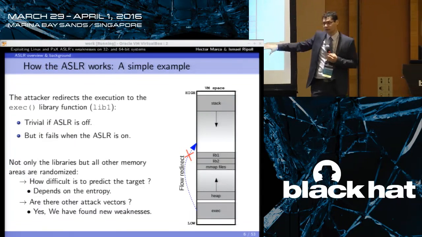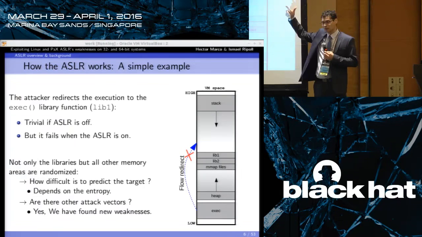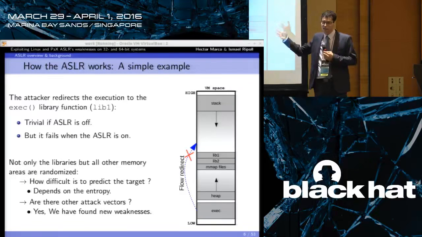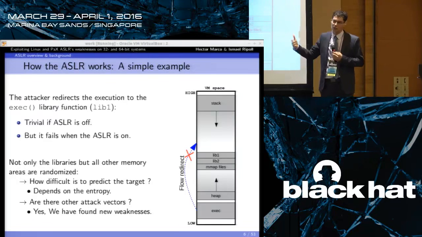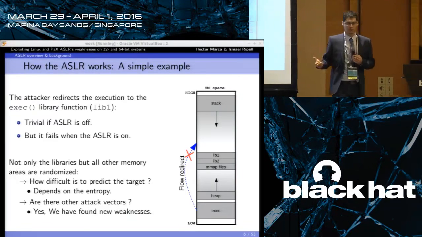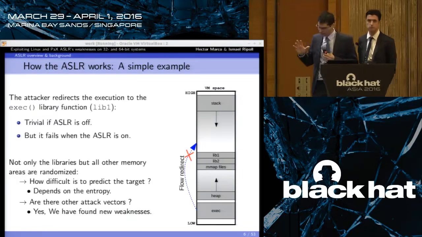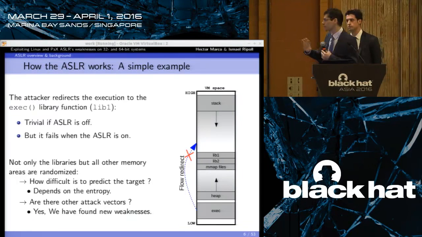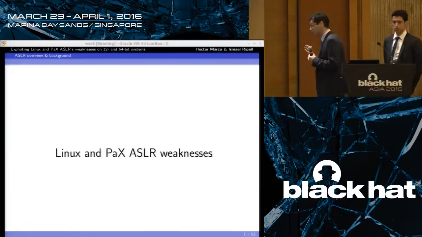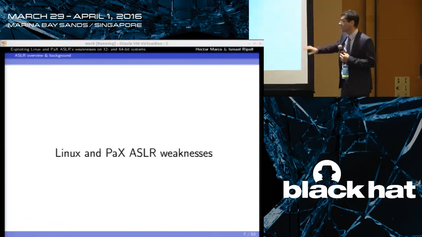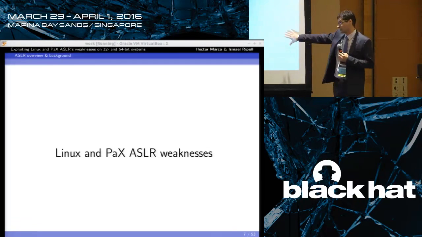ASLR is quite a bit more complex. There are many factors. As we can see, there are many different objects, how those objects are randomized, what the relation between them is, and when they are randomized. So it's a little bit more confusing. Be prepared a little bit, because this is not going to be trivial, and we are going to skip a few things, just to make this short.